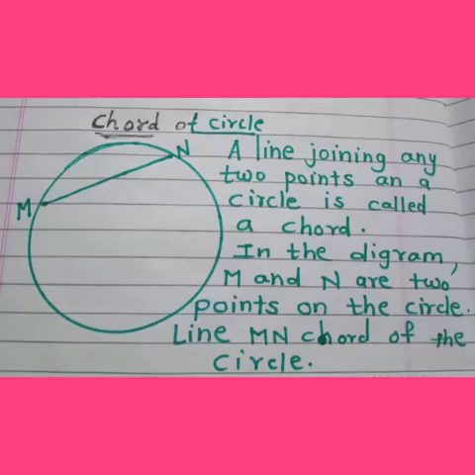Now see the second point. A line joining any two points on the circle is called a chord. In the diagram, M and N are 2 points on the circle. Line MN is a chord of the circle.